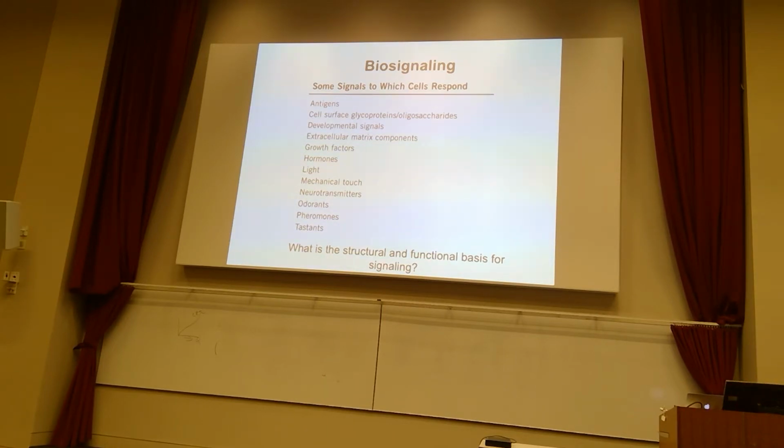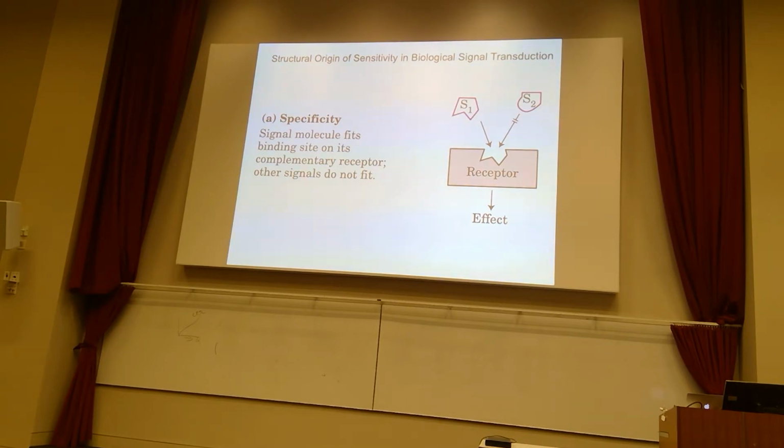They need to be told when to grow, so they need to be able to respond to growth factors or hormones. They need to be able to detect things we want to sense, like the presence of mechanical force, heat, odorants, taste molecules. All of these things provide signals that need to be transduced and alter what's going on within the cell. So what I really want to focus on now is what is the structural and functional basis that drives these signaling events. One thing is specificity.